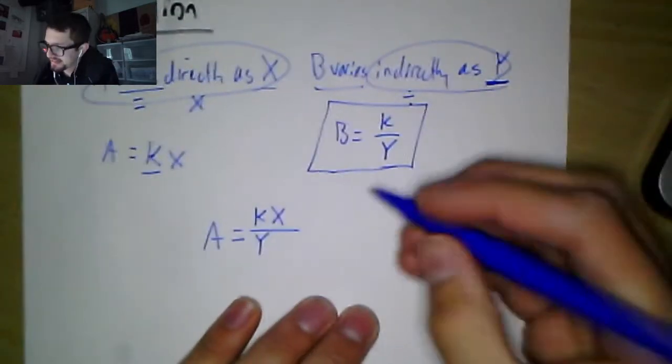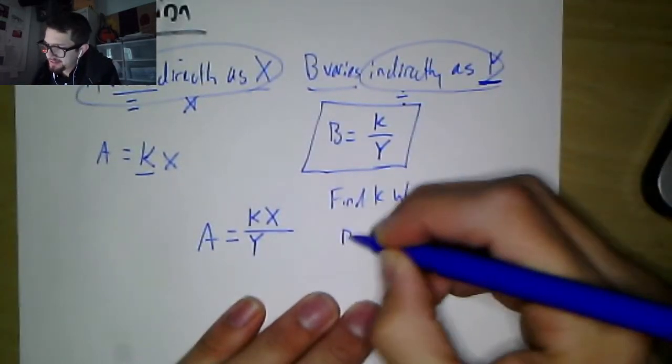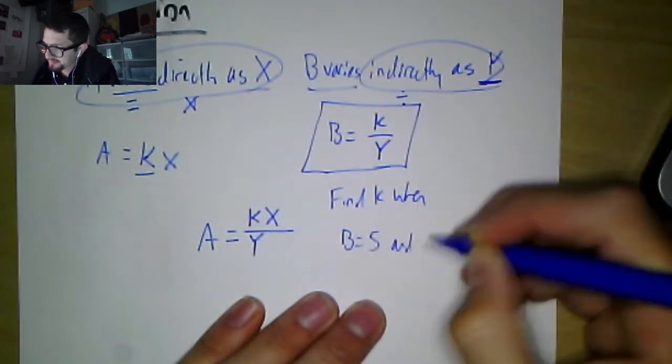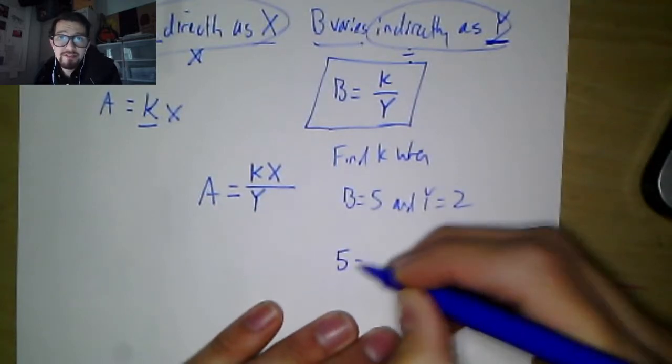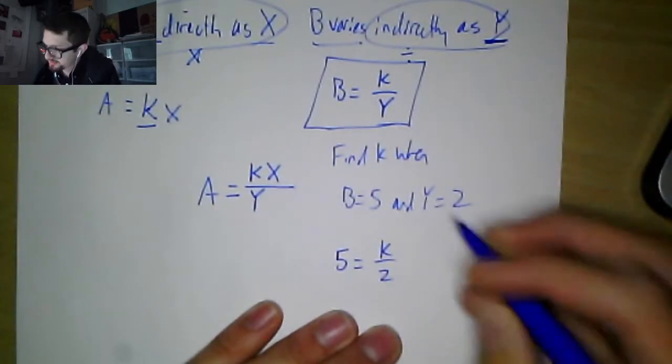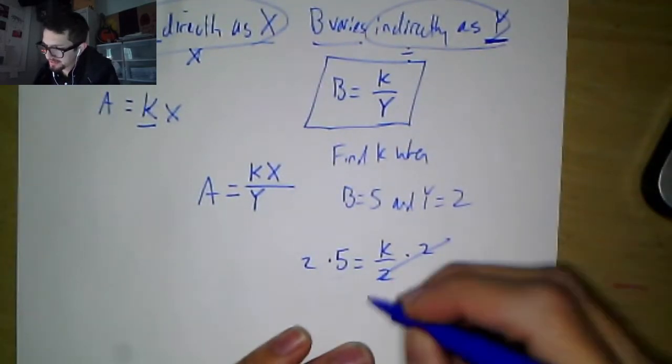What if I said find K when B equals 5 and Y equals 2? Well, then I just plug my numbers in. 5 equals K over 2. How do I solve for K? Multiply both sides by 2. I end up with K equals 10.